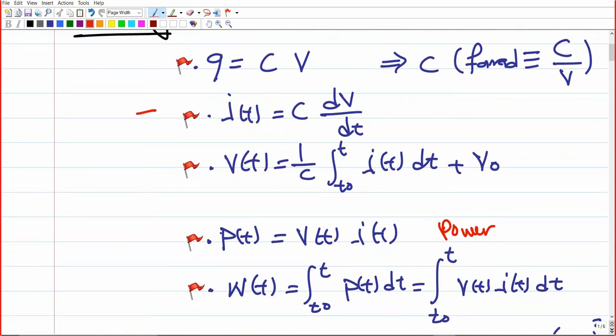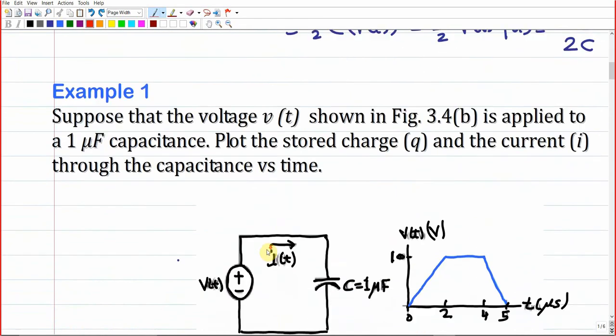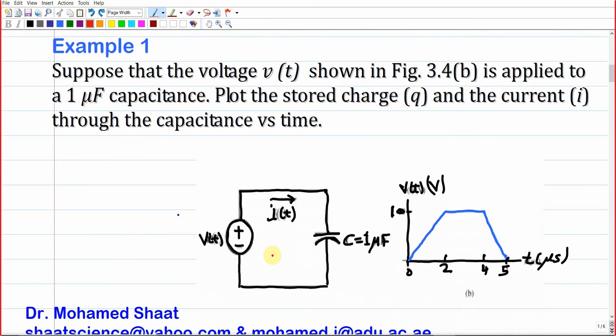For example, how about if the current is given, how can we derive the charge, the voltage, the power, and the energy? How about if the voltage is the one that was given, how can we derive the current and the other quantities for the capacitor? This is what we're going to practice through this example. Make sense? So in this example, we are already given this electrical circuit.